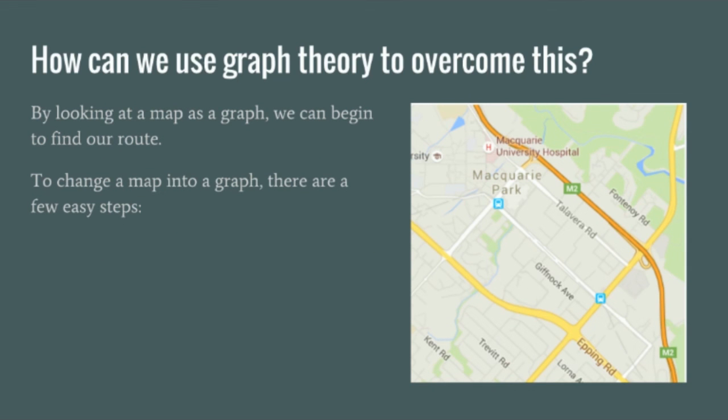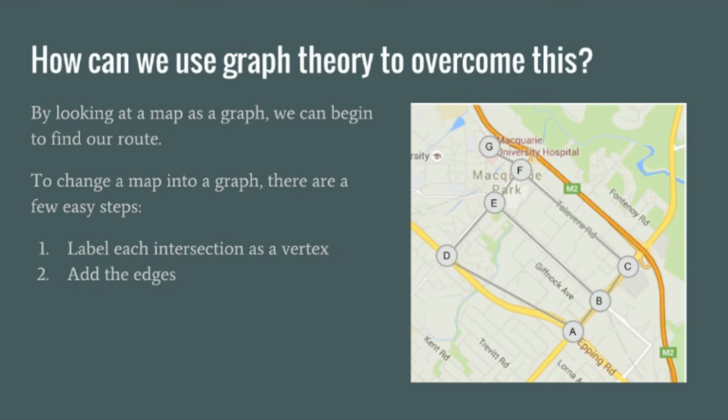For this example, we will be finding our way from the corner of Epping Road and Lane Cove Road to Macquarie University Hospital. Before we can begin finding our path, we must first change our map into a graph. The first step is to find all the intersections, which will become our vertices. Give each vertex a label. We will now add the edges, which are the stretches of road between each intersection.